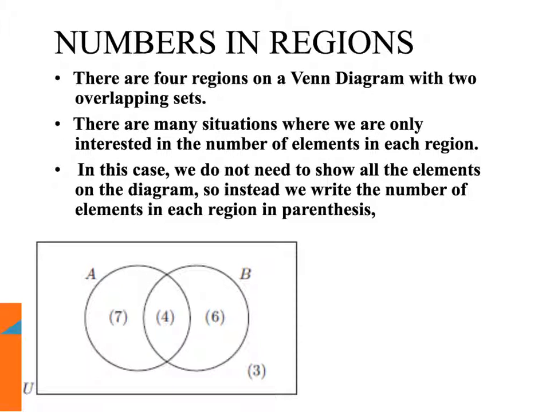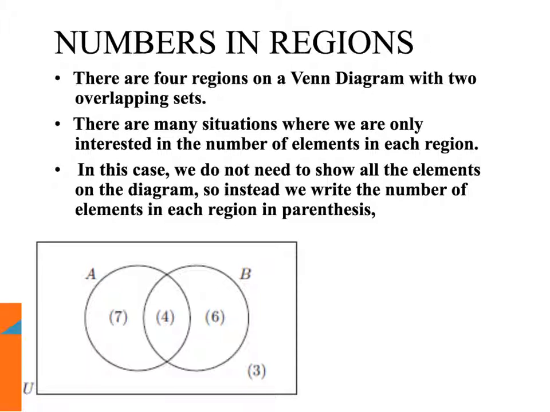Alright, this is the last section of this chapter for notes, and we're going to talk about when there's numbers in the regions of the Venn diagram instead of elements of a set. Sometimes we have numbers in our Venn diagram, but they're not elements of set U or set S. These are numbers found in parentheses that don't represent the elements in the set. They represent how many elements are in that region of the Venn diagram.